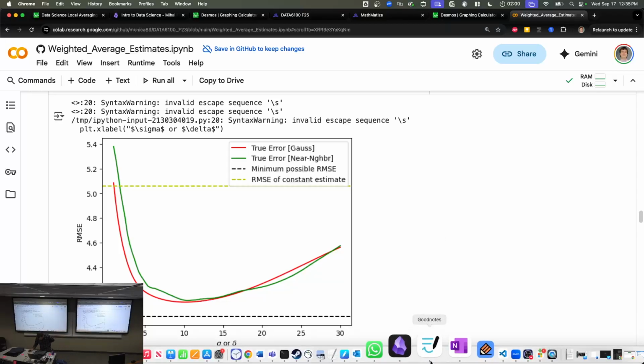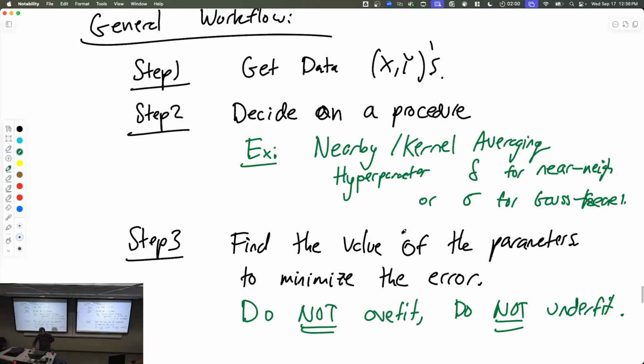So unfortunately, the workflow that I wrote over here is not going to work, but we can modify it by just replacing the error with something else. Instead of finding the error, we're going to estimate the error. So I'm going to replace "find" with "estimate", and instead of the true error, we're going to have some kind of estimate for the error that we can get from the data. This is the topic of the videos you've been watching.